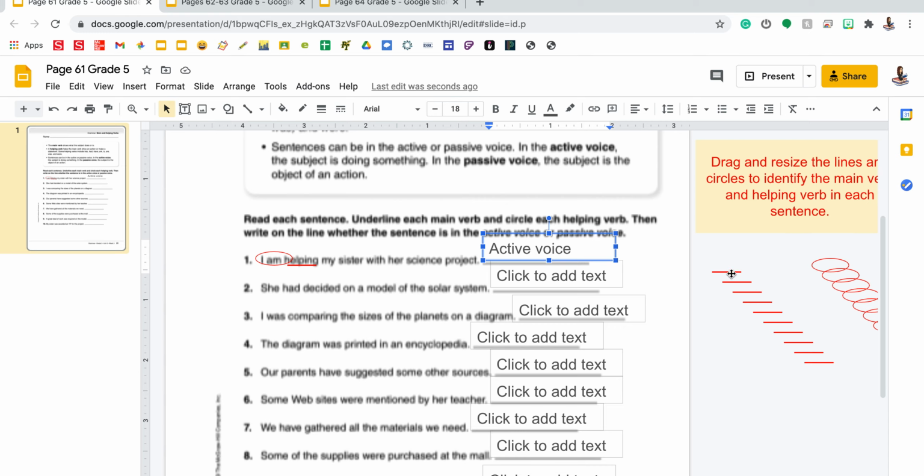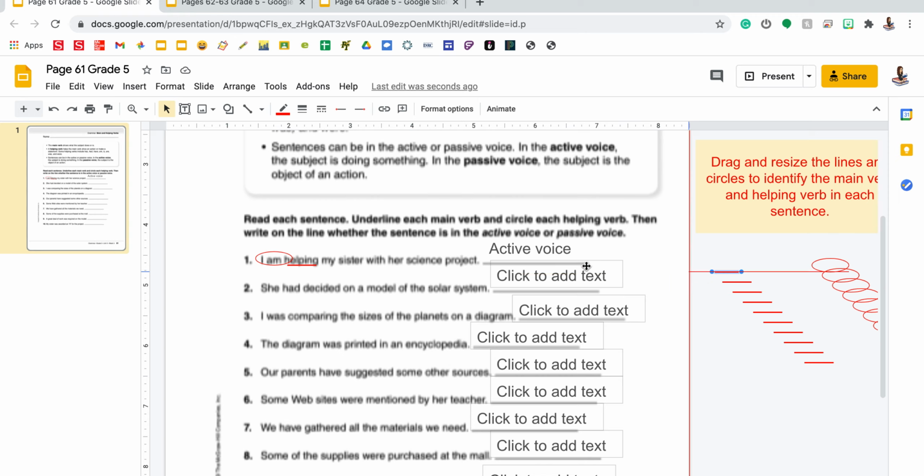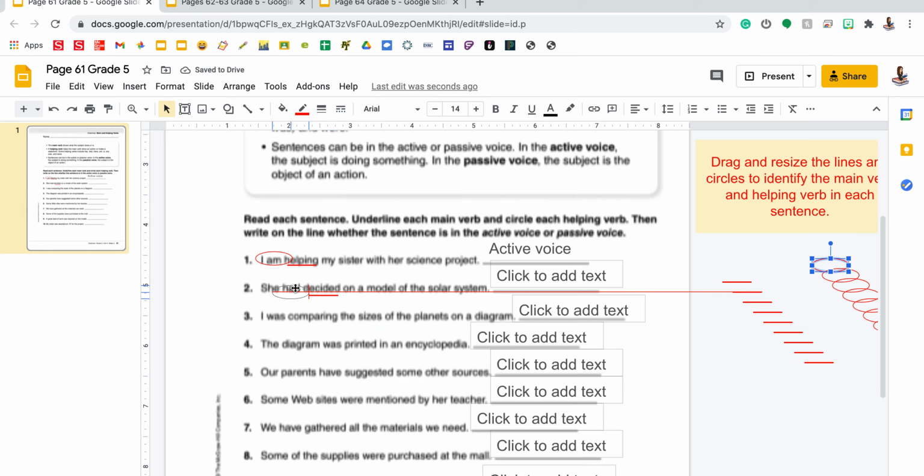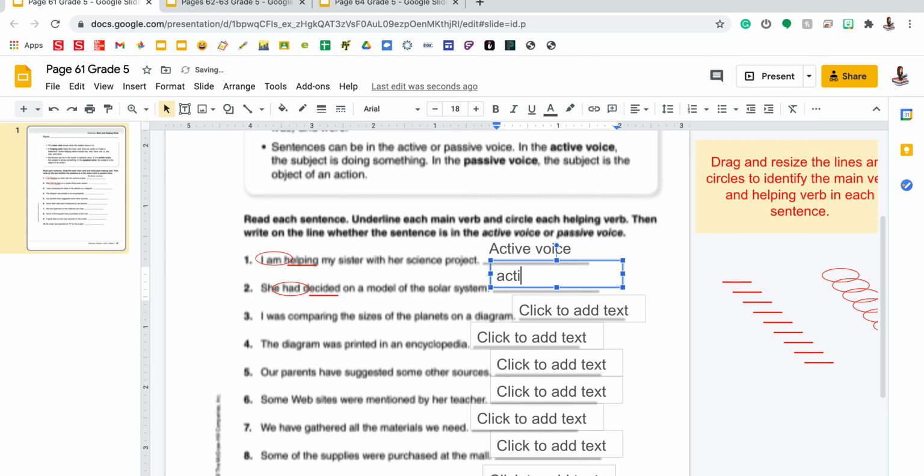Again, I think it's easiest to find the main verb first, which is decided. The helping verb comes right before, so in this sentence it is had. And because the subject, she, is doing something, this again is active voice.